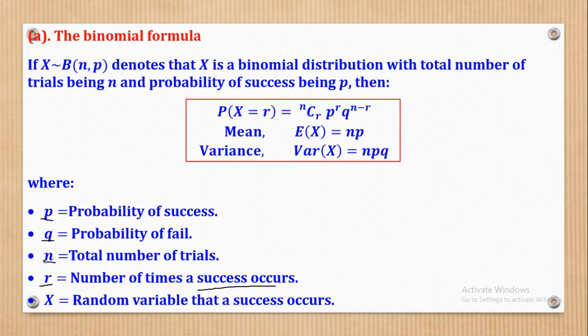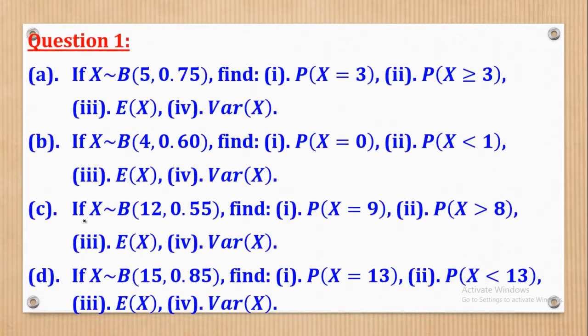So note this one, that N is the total number of trials, but R is the number of times a success occurs. And capital X is the random variable that a success occurs. So with that, we shall go through these questions and see how to use the binomial formula to get the required probability and also to get the mean and variance. So we have these parts: part A, part B, part C, and part D. So we'll start with part A.